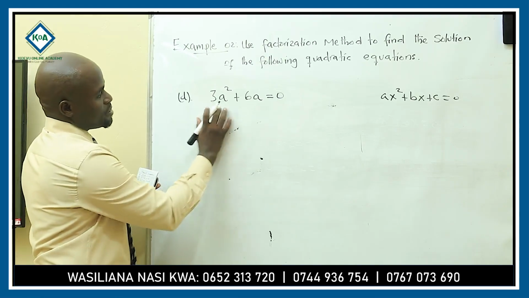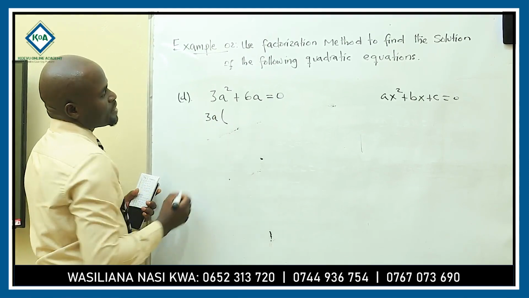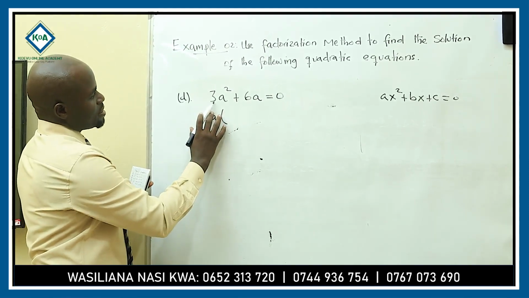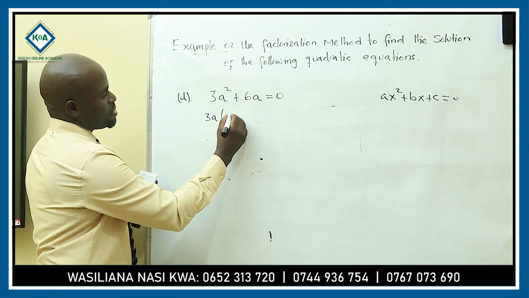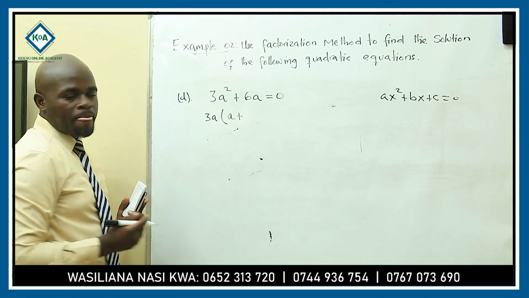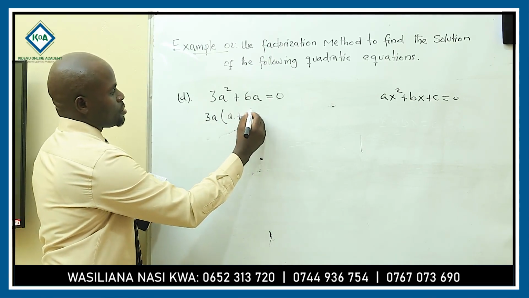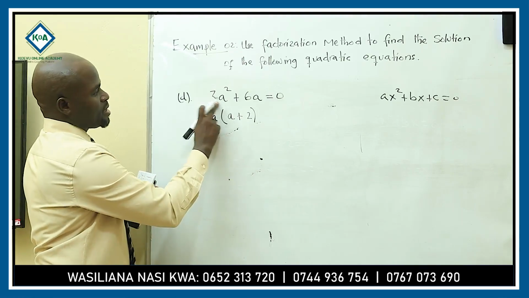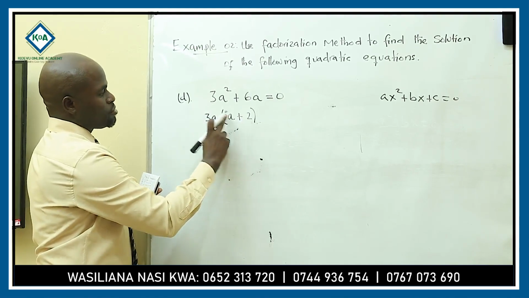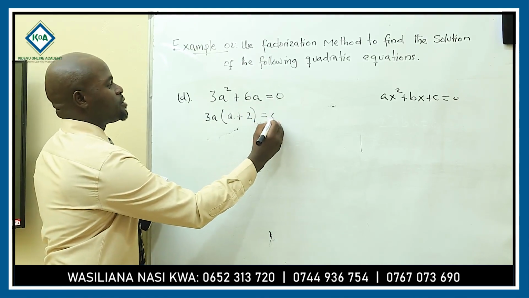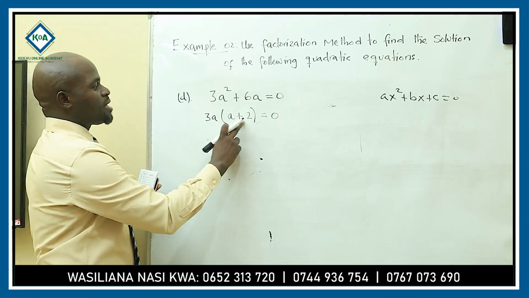So here you have to find out the common factor, which is 3a, then bracket. If 3a is out, here we have 3a squared, but 3a is out. So what will remain here to be a, then plus. Here is 6a and 3a is out. What we left here? 2. Because if we take 3a times a, we get 3a squared. And if we take 3a times 2, we get 6a is equal to 0. So our two factors are 3a and a plus 2.